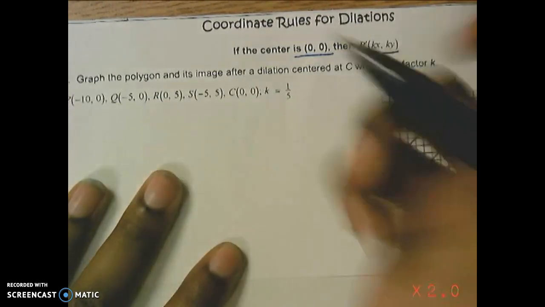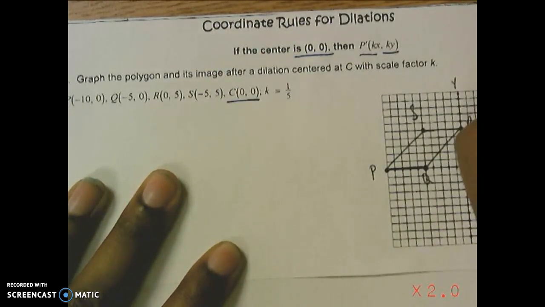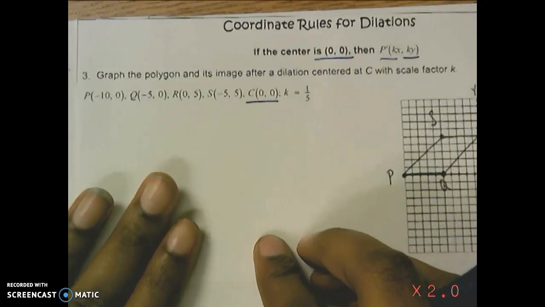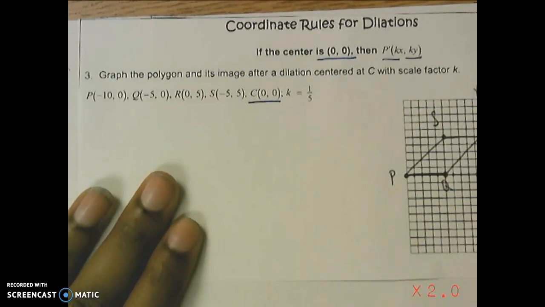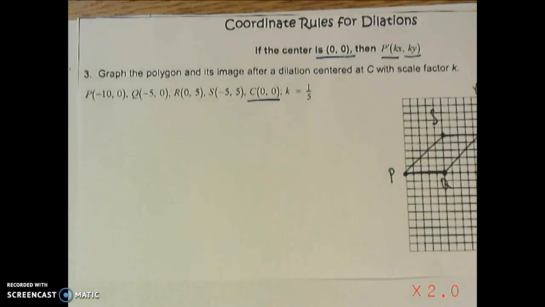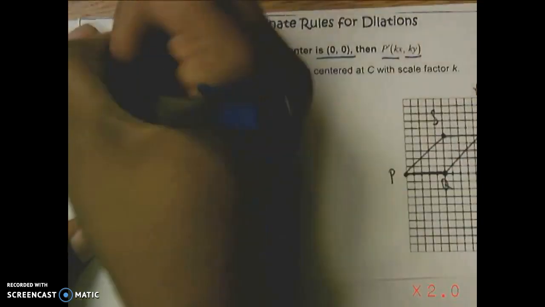Now we got fortunate on this first one. Our center of dilation is the origin, which is located at 0, 0, and our scale factor is 1/5. Now if you look at all of the points that we have here, P, Q, R, and S, they all are a multiple of 5. So what you can do to find all of the new points is just multiply it by 1/5 or just divide by 5. That's the same thing as a scale factor of 1/5. So I'm going to do the first one with you.